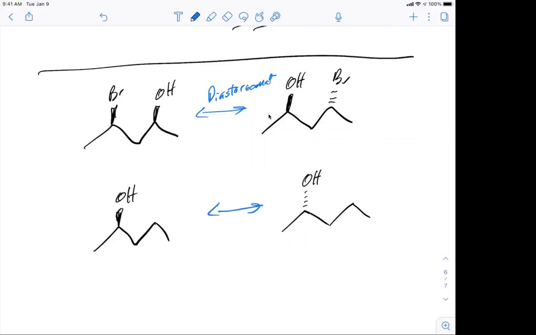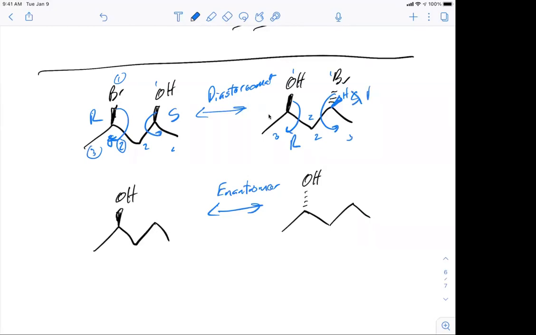If we look here, these are going to be enantiomers. They're going to be mirror images. If I look at naming these, if we go 1, 2, 3, this is going in the R direction. If we look here, 1, 2, 3, this is going in the S direction. Over here, we have 1, 2, 3, that's going in the R direction. And here, 1, 2, 3, that's going in the S direction, but the lowest priority is forward. So this is actually R.